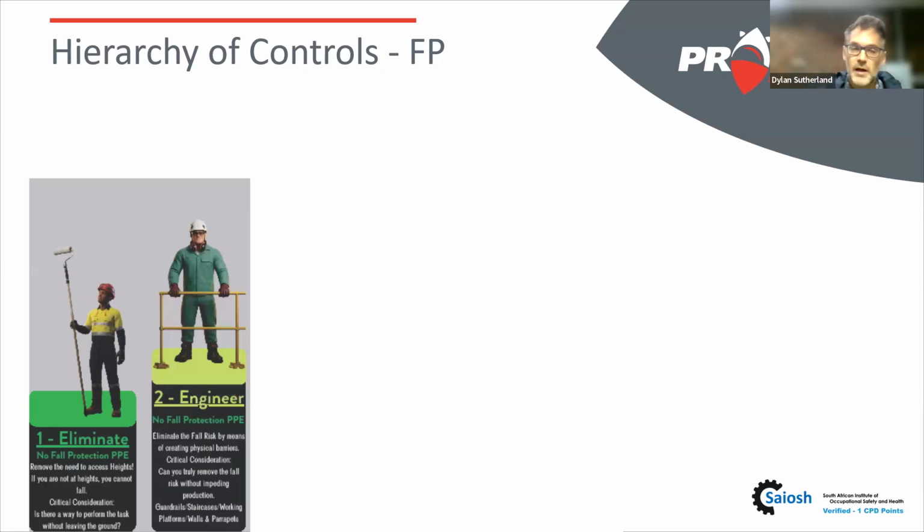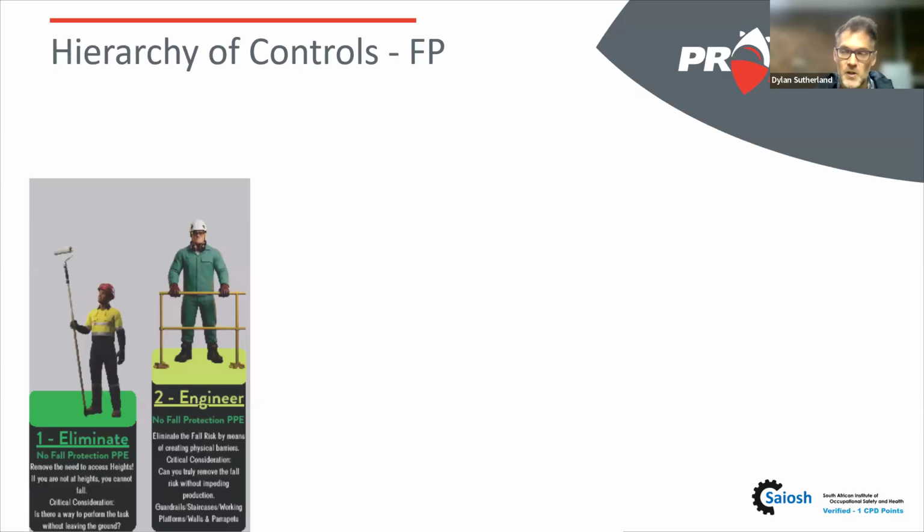The second part is, can we engineer the risk away? Meaning, can we create some sort of structural restraint? It could be a wall, it could be a guardrail, it could be multiple different ways of removing the risk of falling. If we can do that, and if we can get to that height, so we can't climb a cat ladder and then get into a scaffold and think that we've engineered the problem away because the scaffolding has barriers.